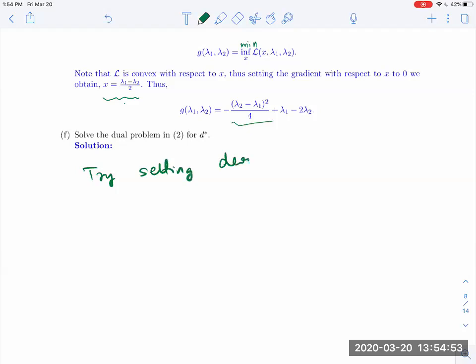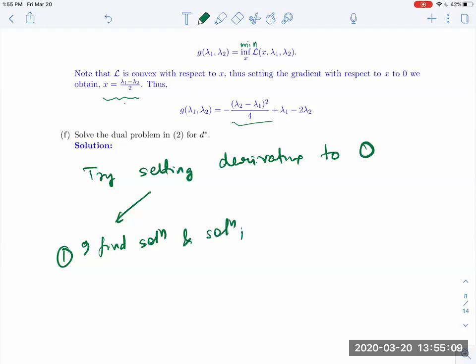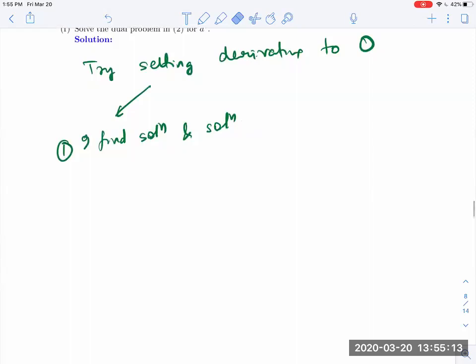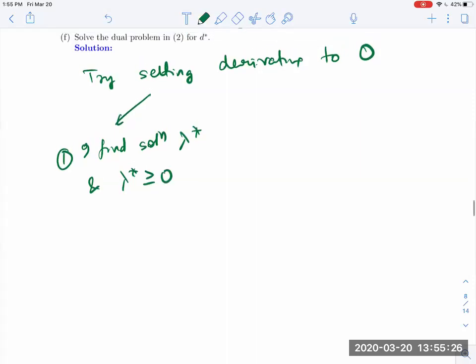So the first step I would try is setting the derivative to 0. Then I can get 3 cases. Case 1, I find a solution lambda star. I'm just going to write lambda star for generic dual variables, and lambda star greater than or equal to 0. I tried to set the derivative to 0, I found some point, and that point was dual feasible. That means I'm done. Everyone agreed on that? Yes. Okay, great.